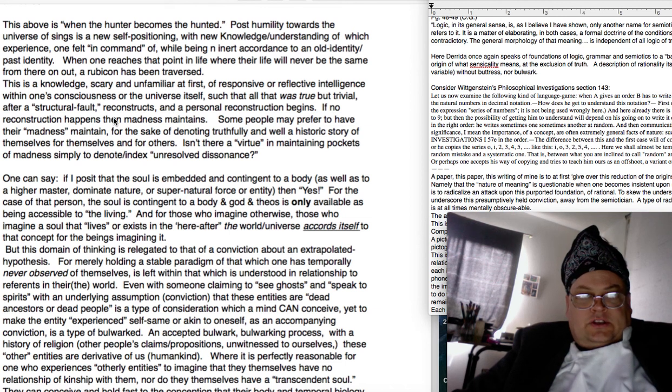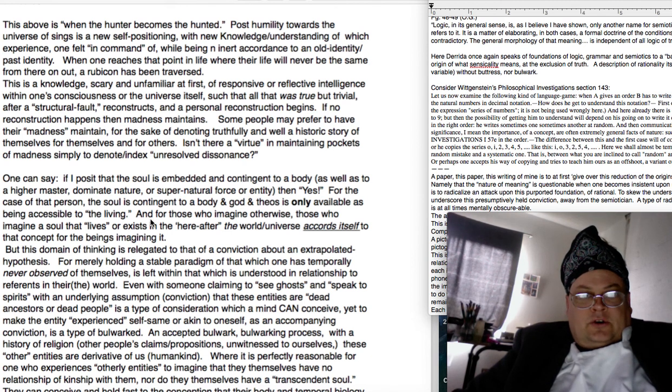When one reaches that point in life where their life will never be the same from there on out, a Rubicon has been traversed. This is a knowledge, scary and unfamiliar at first, of responsive and reflective intelligence within one's consciousness, or the universe itself, such that all that was true but trivial after a structural fault reconstructs, and a personal reconstruction begins. If no reconstruction happens, then madness maintains.